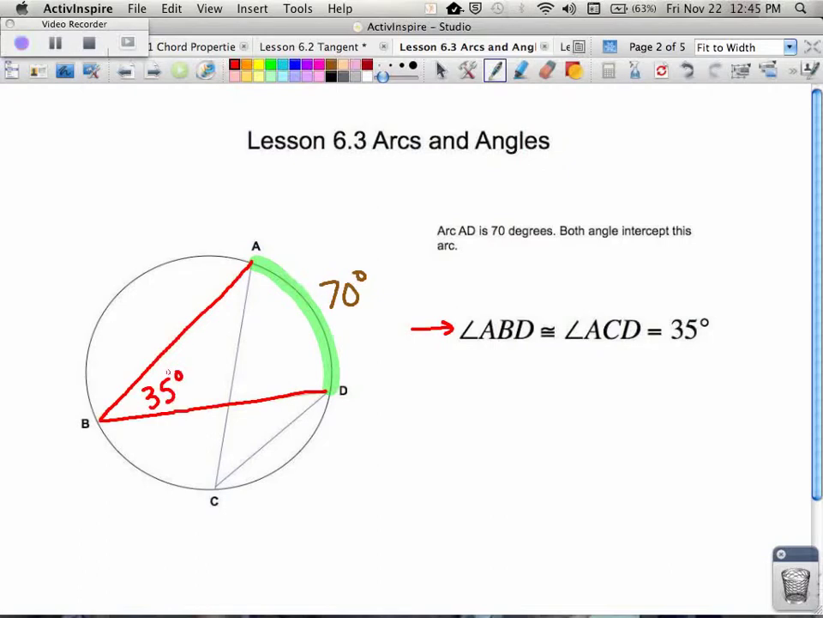And also, angle ACD in purple is going to be 35 degrees as well because it's intercepting the same arc of 70 degrees. We learned recently that the inscribed angles are half of the central, and the central angles were the same as the intercepted arc. So in this case, we know that the inscribed angles will be half of the intercepted arc. Since they both intercept the same arc, they're both going to be the same size, and they're both going to be half of 70.